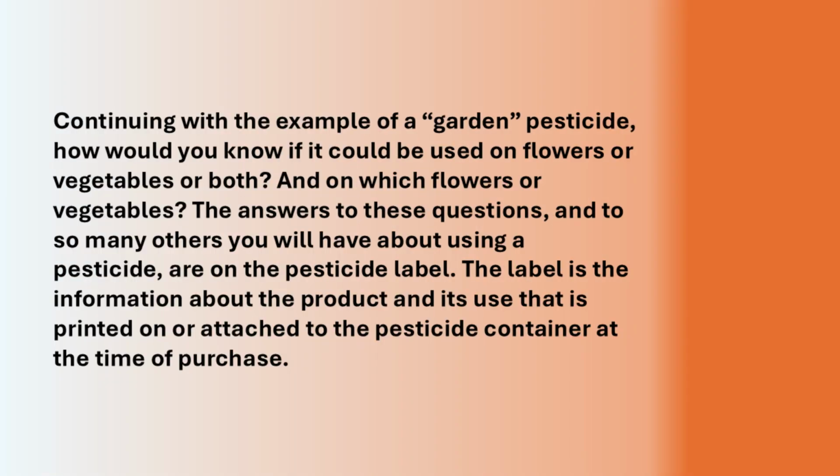Continuing with the example of a garden pesticide, how would you know if it could be used on flowers or vegetables or both? And on which flowers or vegetables? The answer to these questions and to so many others you will have about using a pesticide are on the pesticide label. The label is the information about the product and its use that is printed on or attached to the pesticide container at the time of purchase.